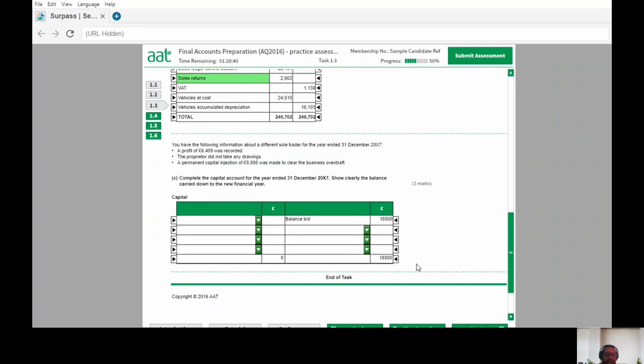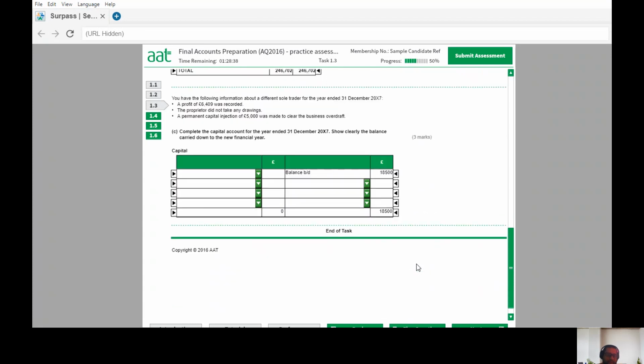Now, if you go further down, you have another question for 3 marks. You have the following information about a different sole trader. A profit of 6,409 pounds was recorded. The proprietor did not take any drawings. A permanent capital injection of 5,000 pounds was made to clear the business overdraft. So this one also helps increase the capital account. Complete the capital account for this one.